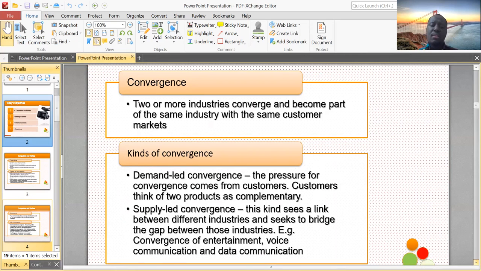And what could lead to that? We have different kinds of convergence. We have demand-led convergence and supply-led convergence. And this will help you to understand convergence a lot more.